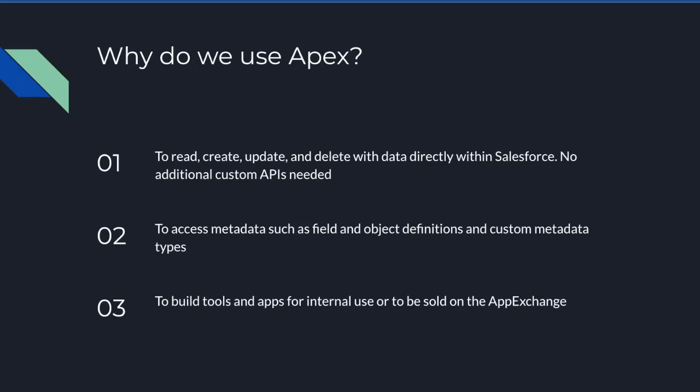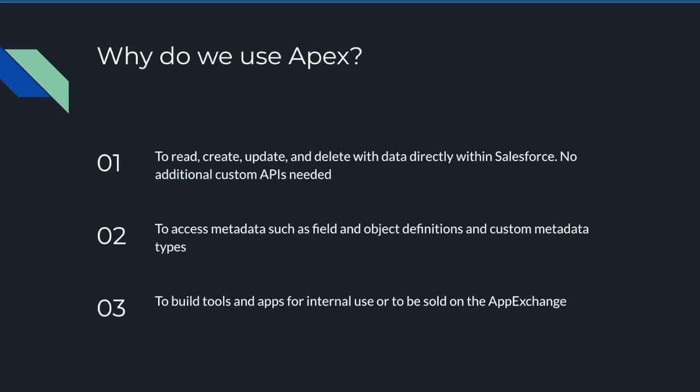Now, also we use Apex to access metadata. We have the metadata API if we need to change various elements within the metadata itself. So generally, we can communicate with the metadata API, for example, to change various object definitions within Salesforce. And we can easily do that by calling specific endpoints in the metadata API through Apex.